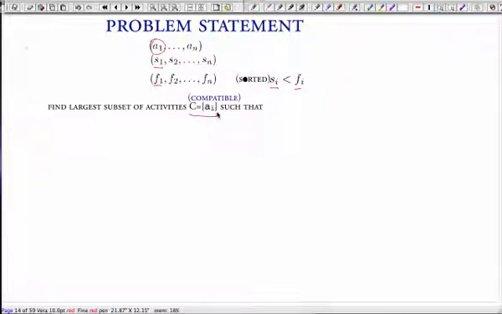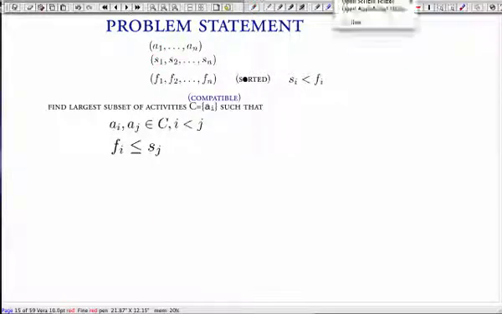So the goal is to find some subset of activities such that for any 2 activities in your set, the finish time of i has to be less than the start time of j. So I think I have it better. There we go. Put that up.